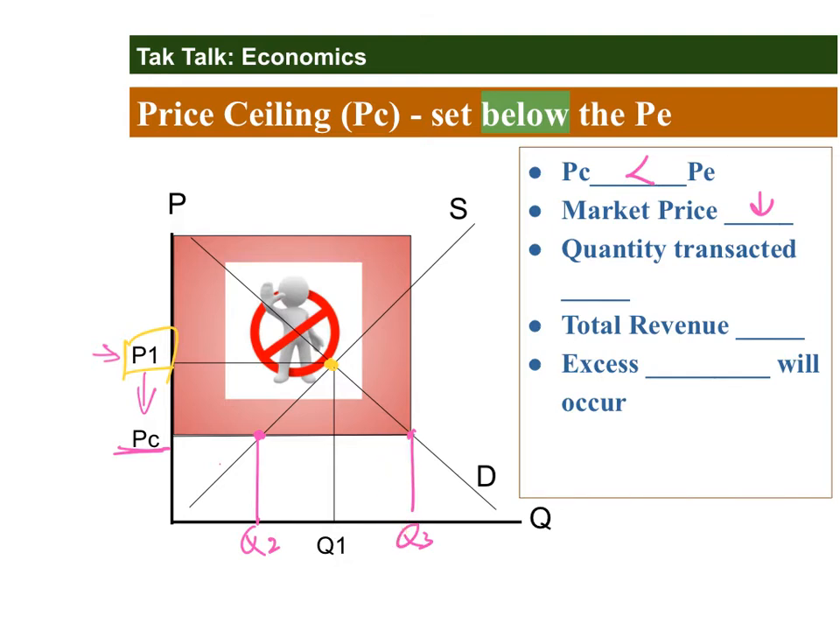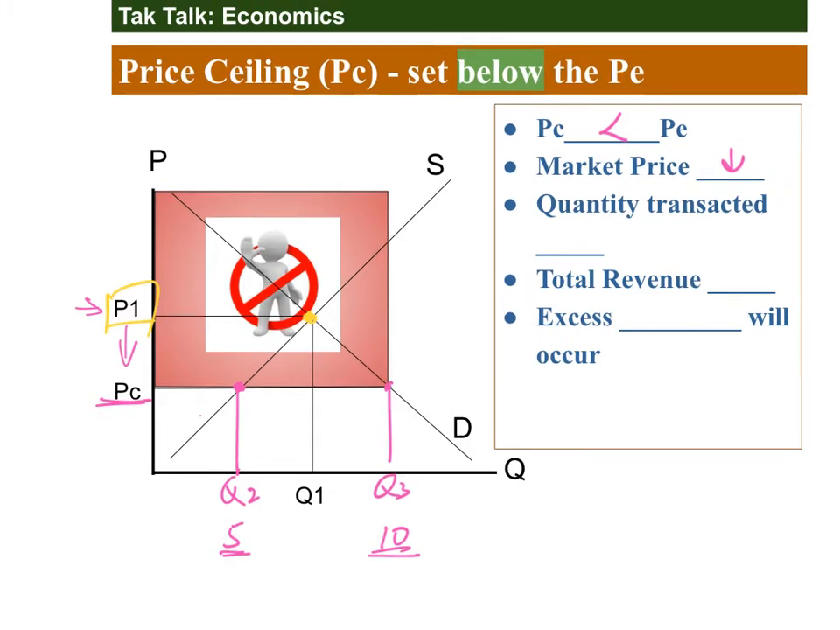Think about it. I give you an exact number. If there are 10 goods people want, and only 5 goods are being sold, how many goods are really transacted, really traded? Of course, it's only 5, right? Because 5 more people cannot buy, even though they want to. So the quantity transacted is actually Q2, so it dropped.